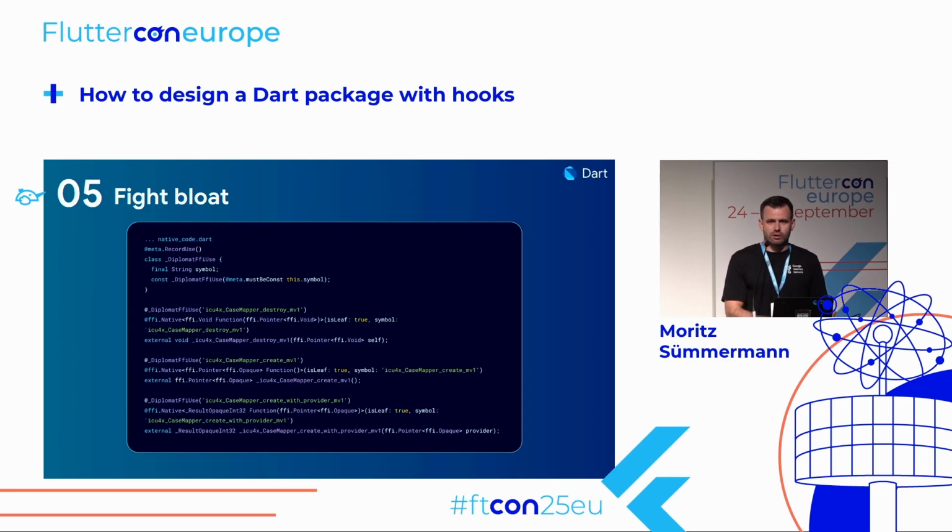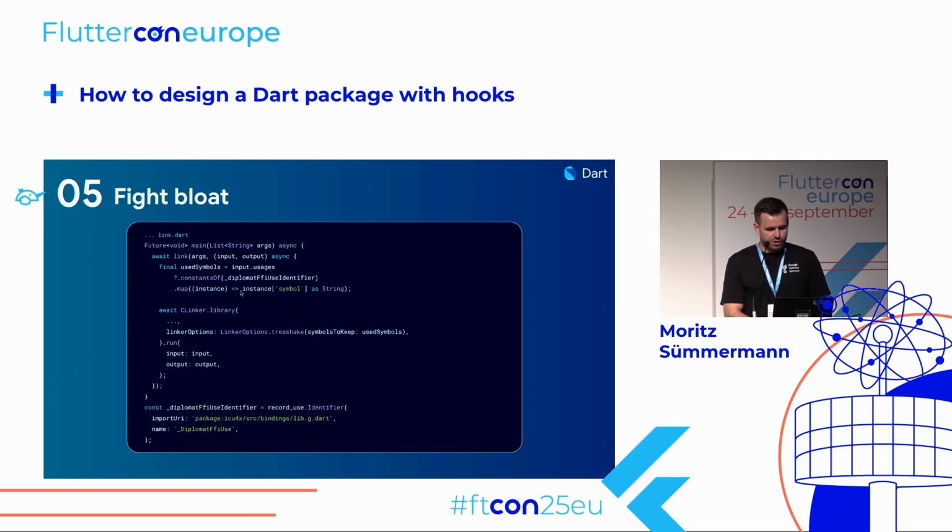So what happens is your whole Dart code is tree shaken, and then we go through the tree shaken code and look at instances of RecordUse annotated things. So we see here a RecordUse annotated thing called ICU4X case mapper destroy MV1. Here we see a RecordUse annotated thing called ICU4X case mapper create MV1, and this is always the symbol, right? And then in the link.dart, we just look for constant usages of this class and take the symbol field, please. And then we have all used symbols. Yeah, easy enough. And then we give it to this magic C-linker thingy, and that does the magic tree shaking.